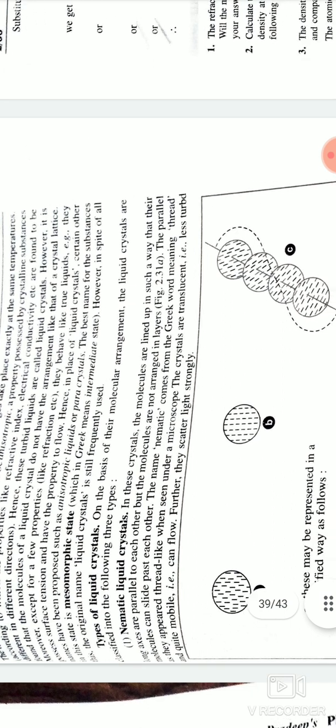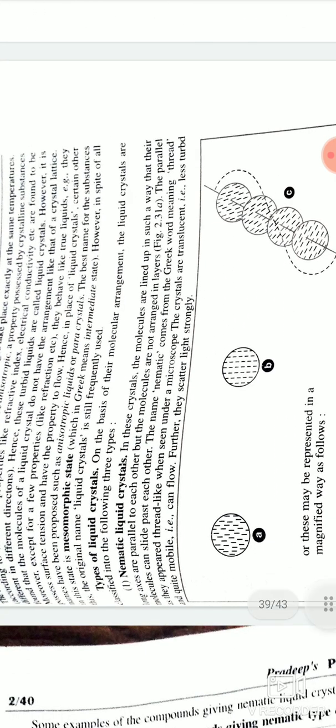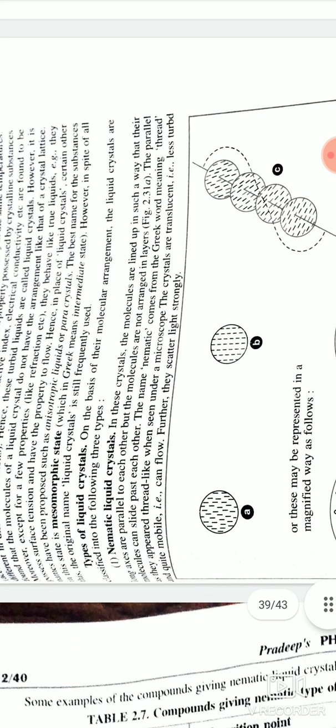Types of liquid crystals now. On the basis of their molecular arrangement, the liquid crystals are classified into the following three types. First is nematic liquid crystals. In these crystals, the molecules are lined up in such a way that their long axes are parallel to each other, but the molecules are not arranged in layers. The parallel molecules can slide past each other. The name nematic comes from the Greek word meaning thread, as they appear thread-like when seen under a microscope. The crystals are translucent, that is, less turbid, and quite mobile, that is, they can flow. Further, they scatter light strongly.